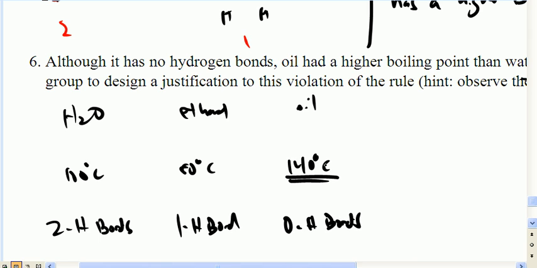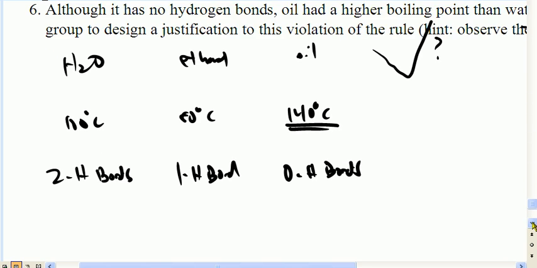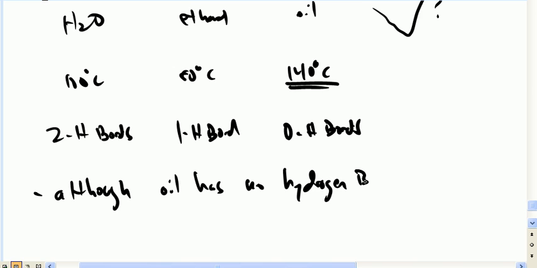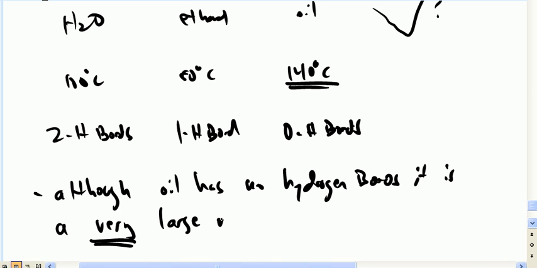We would really predict water to have the highest. This trend is really going down, down, and then it shoots up. And we want to know why it does that. Well, in this case, a good hypothesis would be that although oil has no hydrogen bonds, it is a very large molecule. Okay, we're talking C10H20.